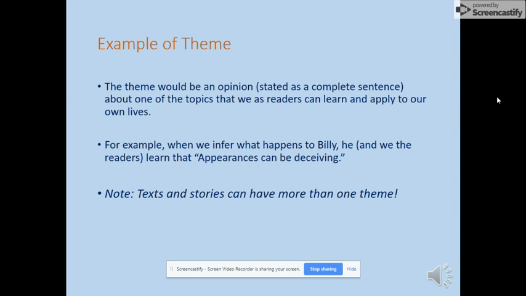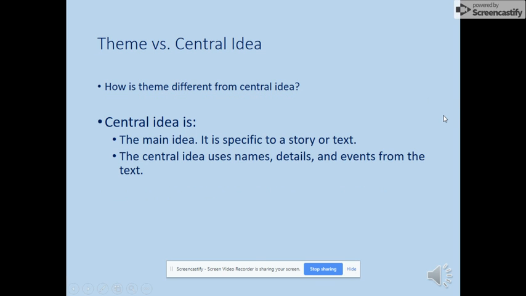So how is theme different from central idea? Central idea is the main idea. It is very specific to a story or text. The central idea will use names, details, events from the story. So we'll use specific characters' names, specific events, specific details. Where the theme is a general or broad statement that covers the entire story and can apply to outside of the story.